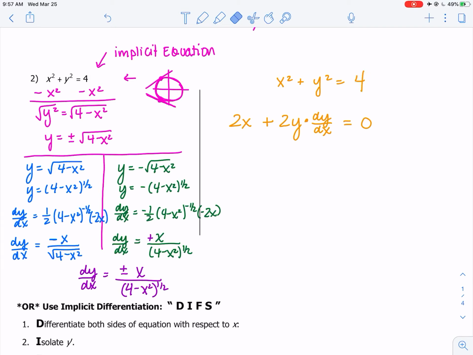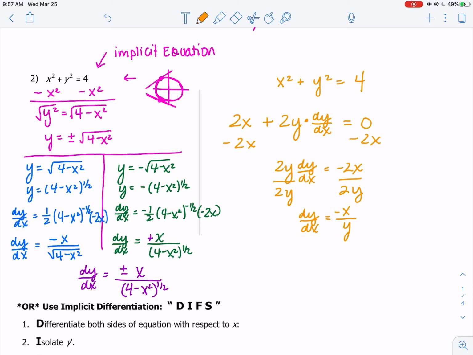Last but not least here, you must actually solve for dy/dx. Get dy/dx by itself. So we're going to subtract 2x from both sides. We have 2y dy/dx is equal to negative 2x. And you can divide both sides by 2y. That means that dy/dx is equal to, notice the negative 2 over 2 reduces to a negative 1. So that is going to be x over y with a negative number in front.